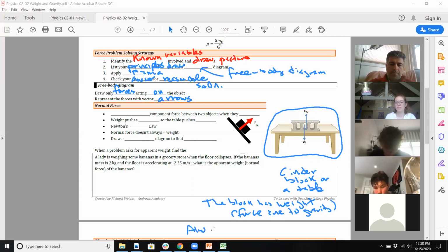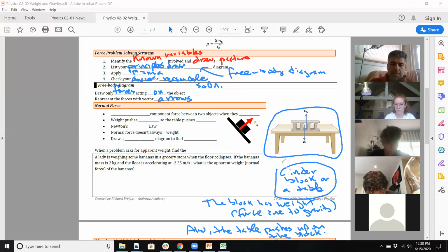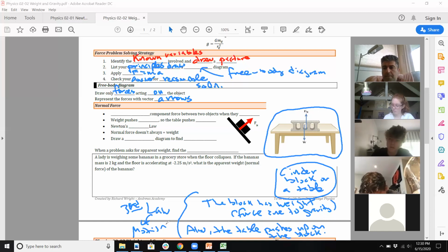Also, the table pushes up on the block. Take some time to copy that. That situation we have there with the table and the cinder block is actually using the third law of motion. For every force, there's an equal and opposite or reactive force, or equal opposite reaction.